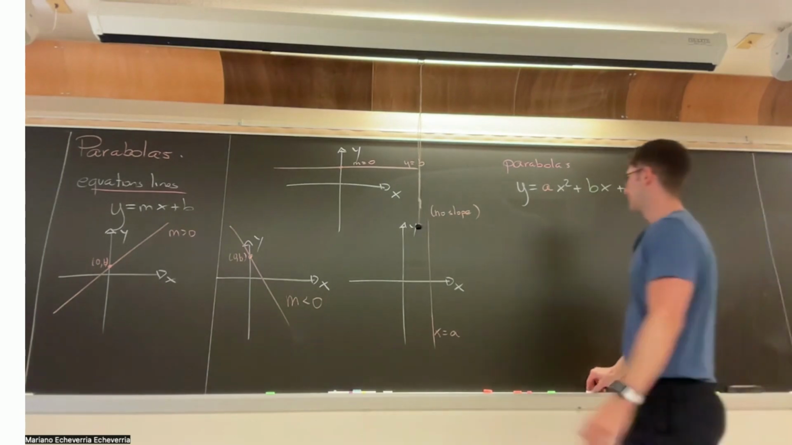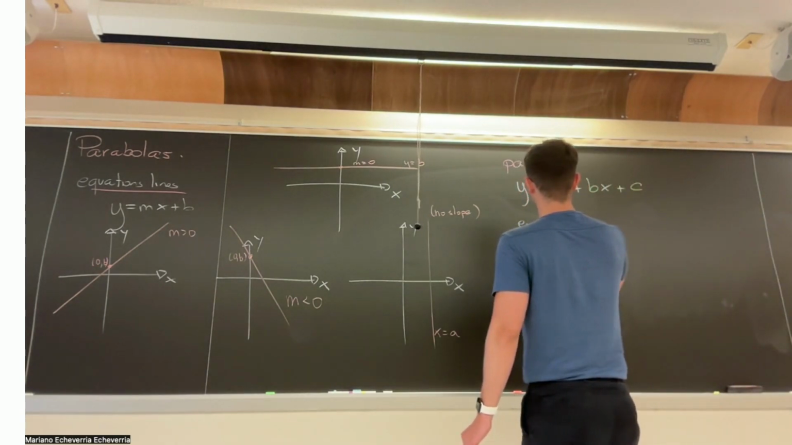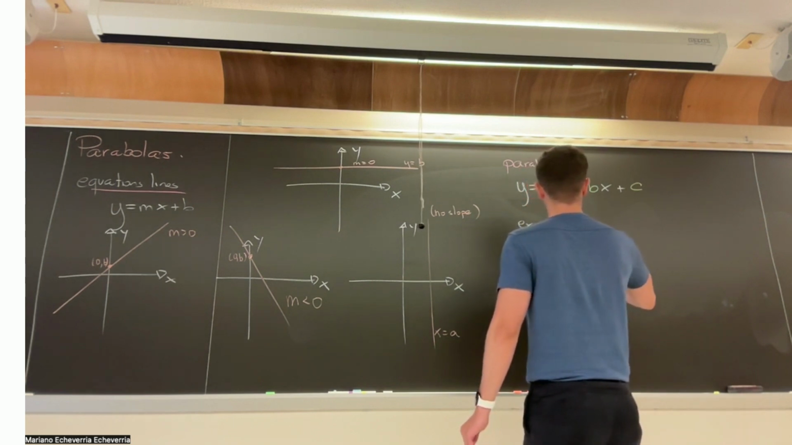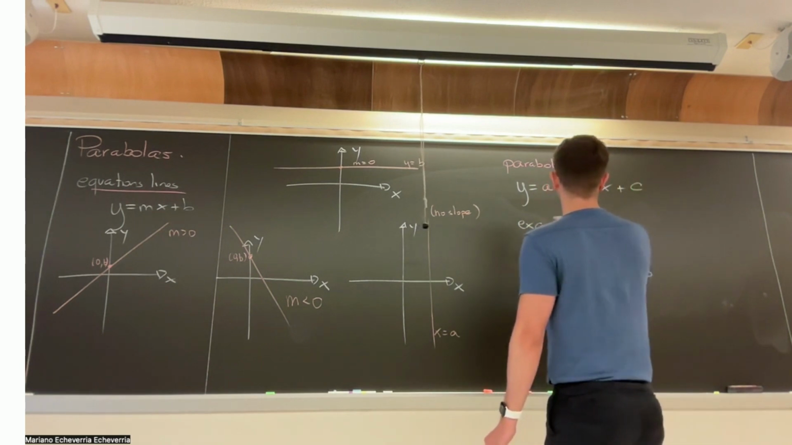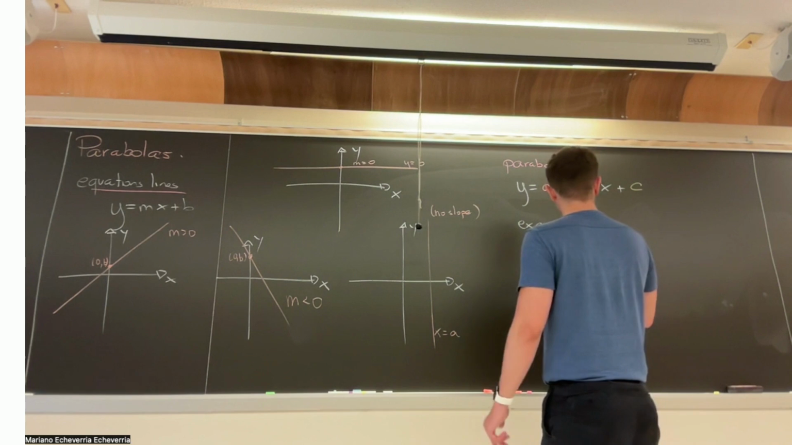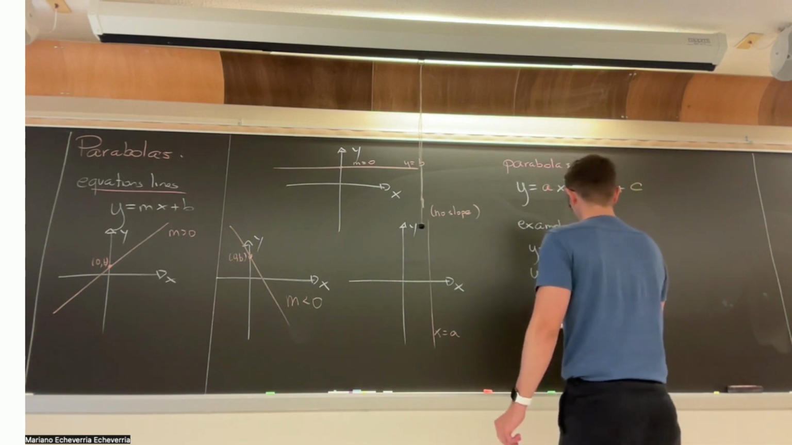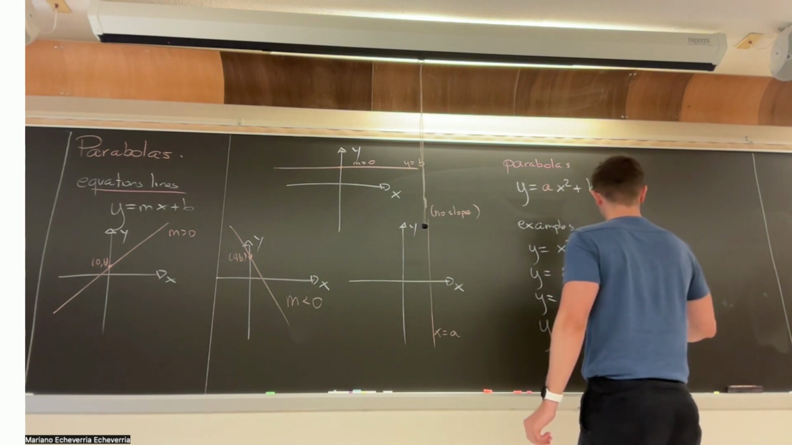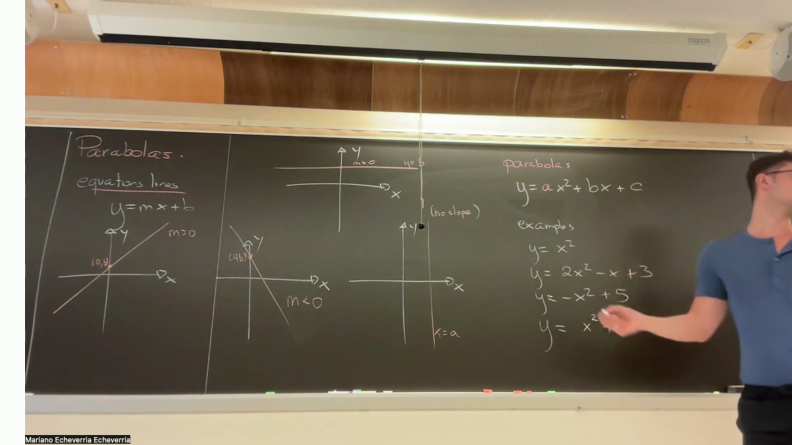Here are some examples of things that would be parabolas for us. You could have y equals x squared. That's actually the one that I'll start with today. y equals 2x squared minus x plus 3. That's a little bit more complicated, but it still falls into this category. y equals minus x squared plus 5 is another parabola.